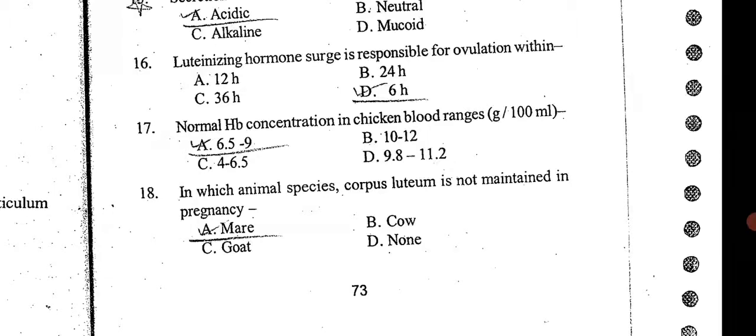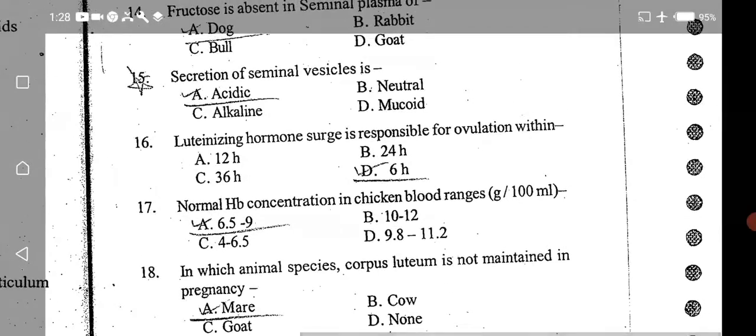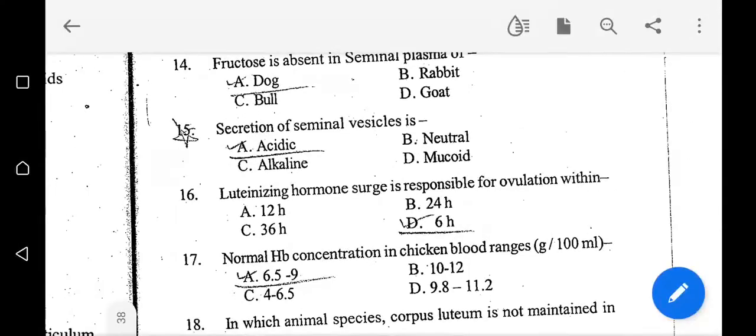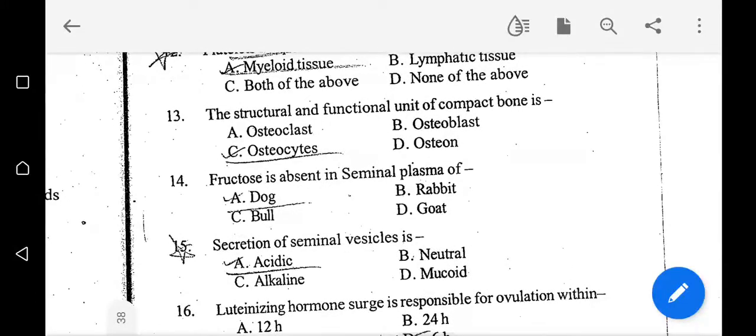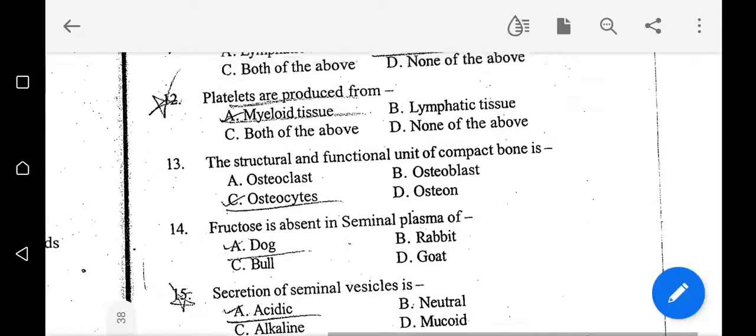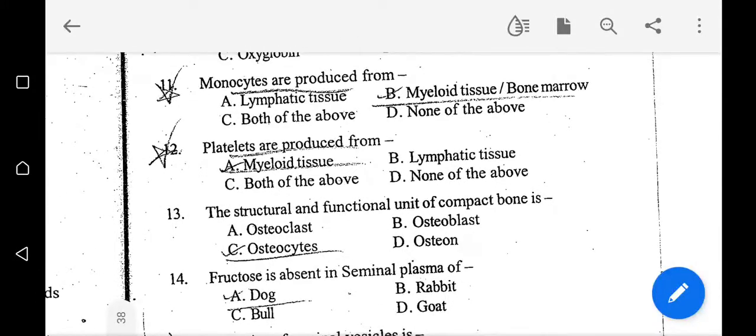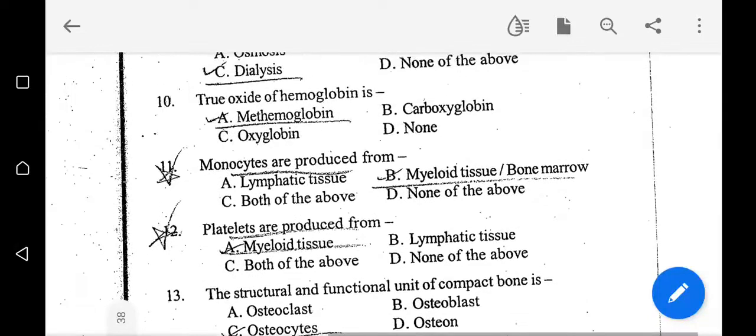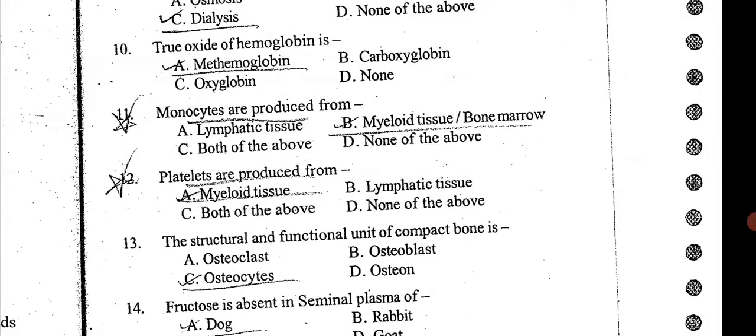Luteinizing hormone is responsible for ovulation within 6 hours, and the secretion of seminal vesicles is acidic. Fructose is absent in the seminal vesicle of the dog. The structural and functional unit of compact bone is the osteocyte. Platelets are produced from myeloid tissue. Monocytes are produced from myeloid tissue and bone marrow. Myeloid tissue or bone marrow gives rise to platelets and monocytes.